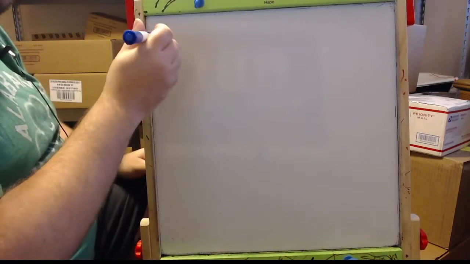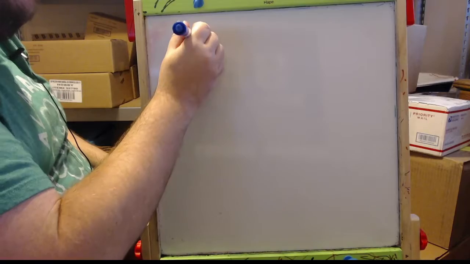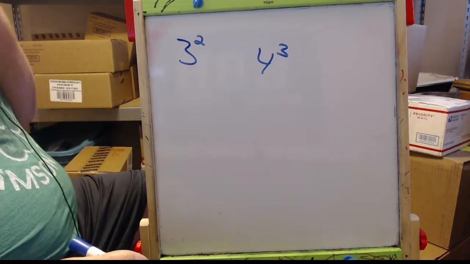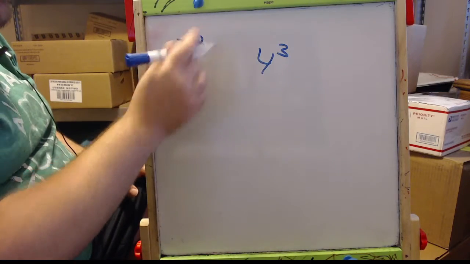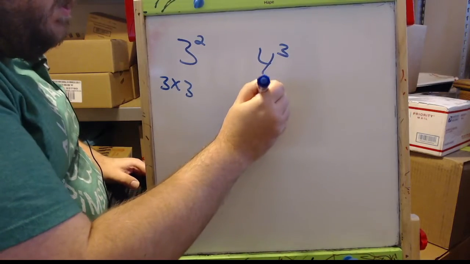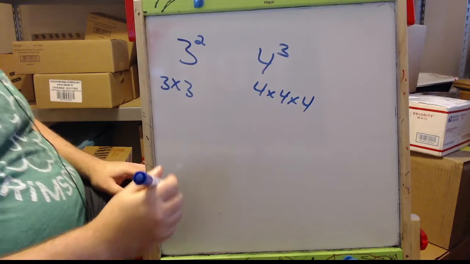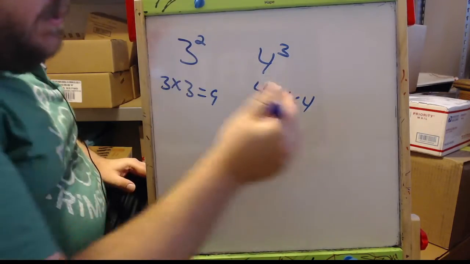So, squares and exponents. A number raised to an exponent, like so, just tells you how many times you're going to multiply them together. So 3 squared just means 3 times 3. 4 to the third or 4 cubed means 4 times 4 times 4. So this would be 9. This would be, what, 16 times 4, which is 64.